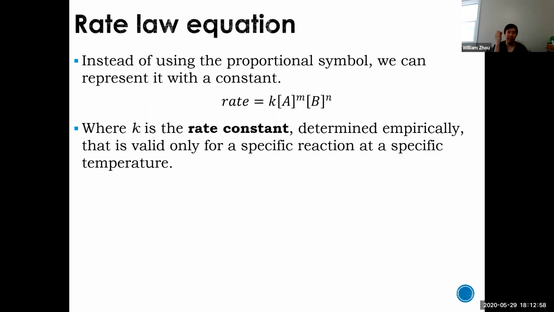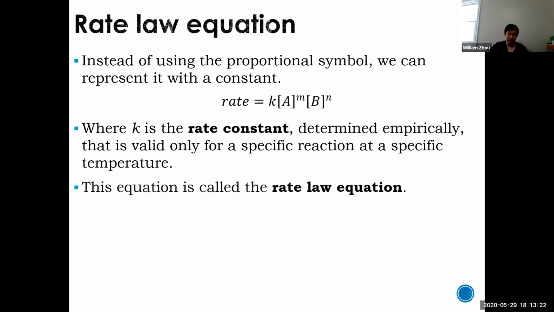k is the rate constant. This constant is determined empirically in the lab, as there's no way to predict it. And this is only valid for a specific reaction at a specific temperature. If you change the reaction or if you change the temperature, you get a new value of k. So k is very specific. This entire thing right there is the rate law equation. The rate law equation tells you the relationship between the concentration of the reactants and the rate of reaction.